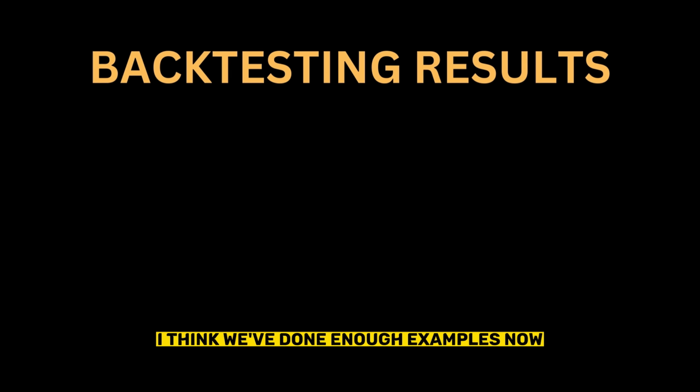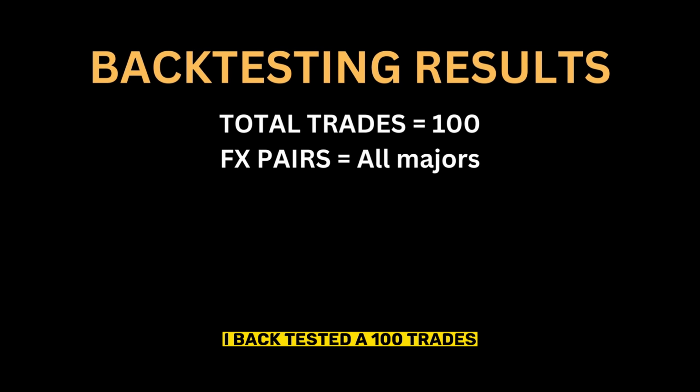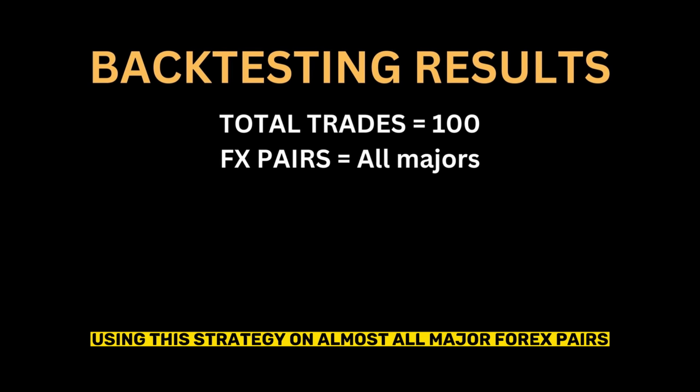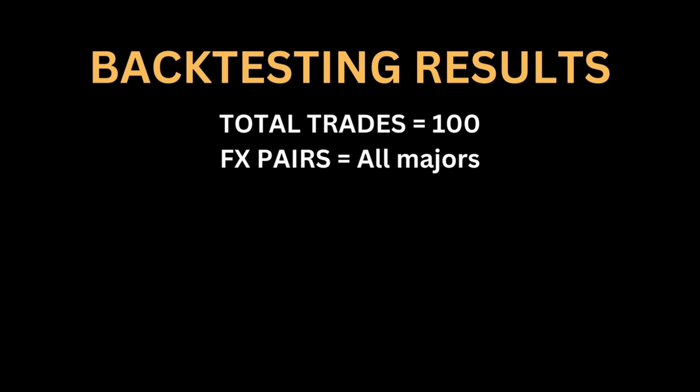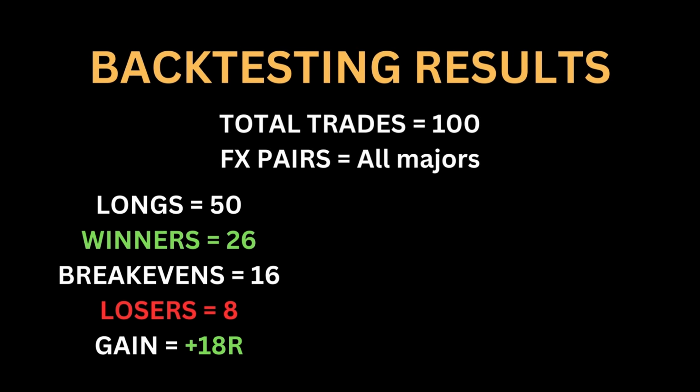I think we've done enough examples now, and you fully understand the strategy. Let's quickly talk about the backtest results before I wrap up this video. I backtested 100 trades using this strategy on almost all major forex pairs. In these 100 trades, half were long and the other half short. The longs had 26 winners, 16 break-evens and 8 losers, which resulted in a net R gain of 18.